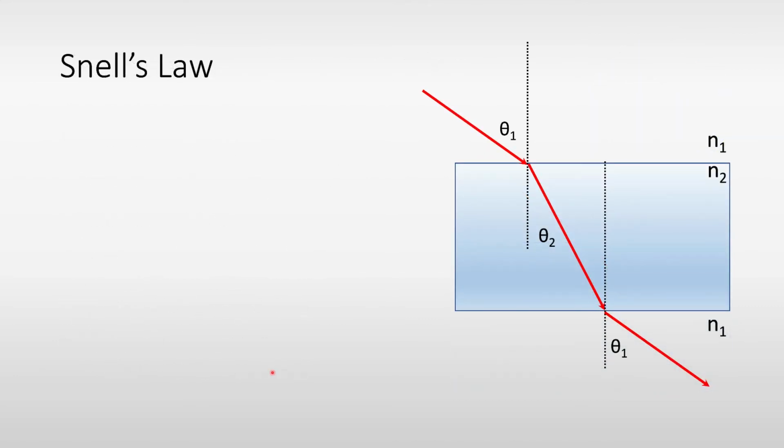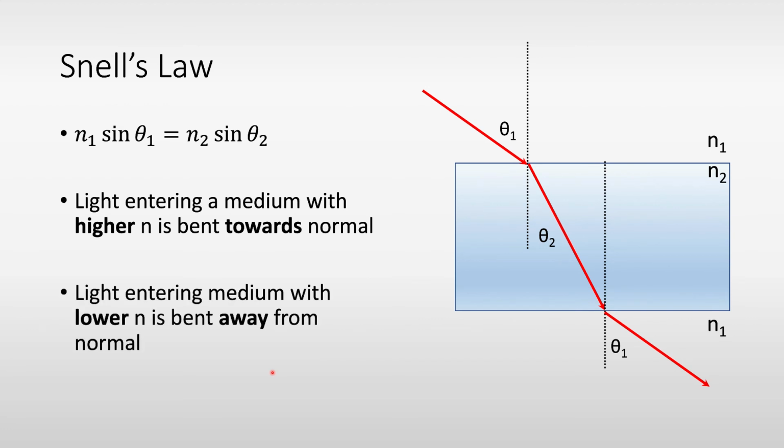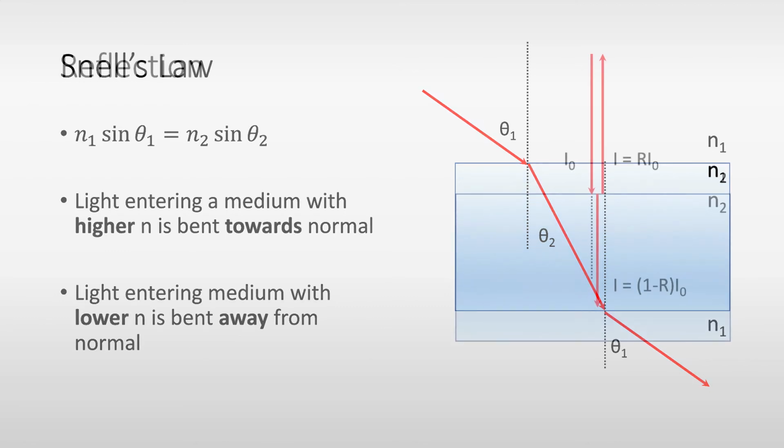This is a principle we know as Snell's law, and Snell's law tells us how these angles vary with the refractive index n. Practically, what this means for us is that light entering a medium with a higher refractive index is bent towards the normal, while light entering a medium with a lower refractive index is bent away from the normal. And we see this path here for light moving into glass and then moving back out of glass again.